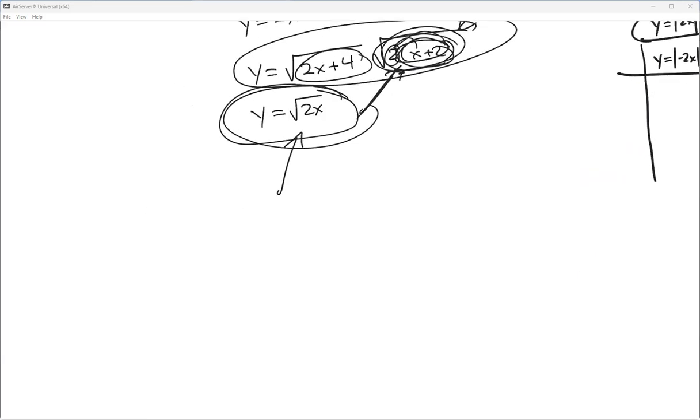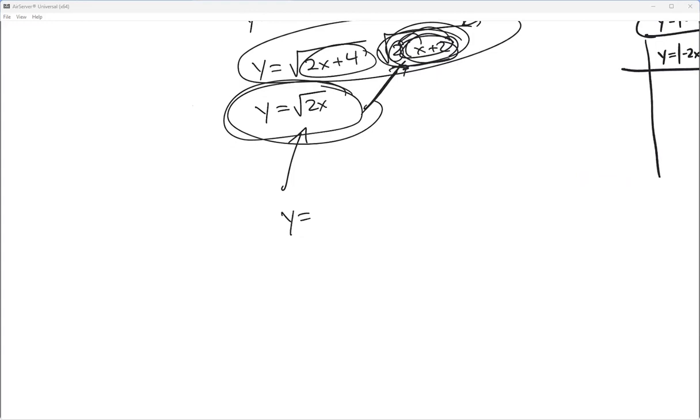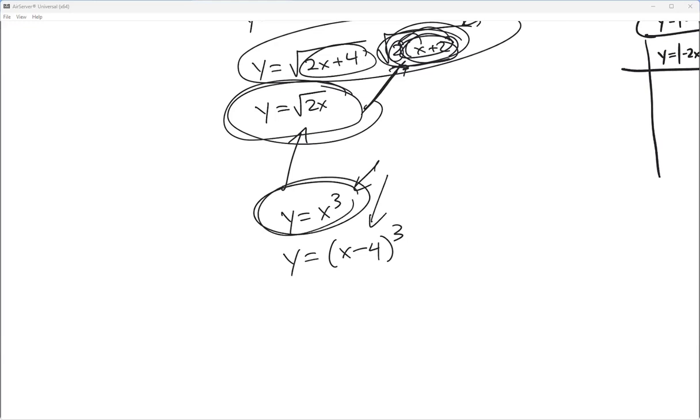What about something like y equals x cubed and y equals (x minus 4) cubed? This one is their parent, right? If I shift this equation, what happens? Right 4. So why don't I use this equation for the table, because it's so much easier, and then shift it right 4. That's all I'm saying. Is that cool?